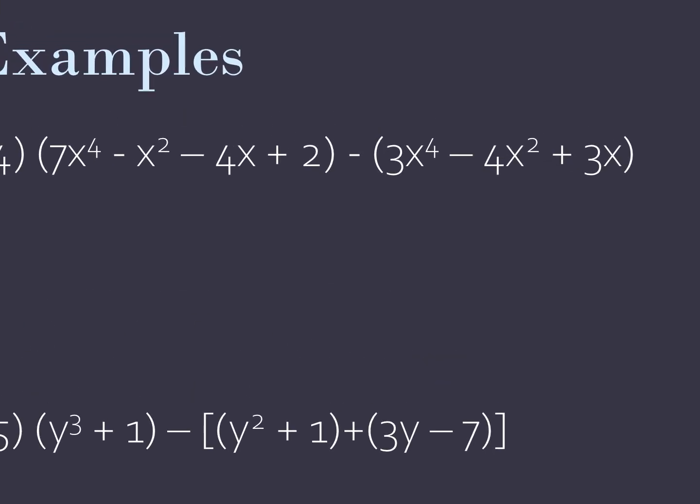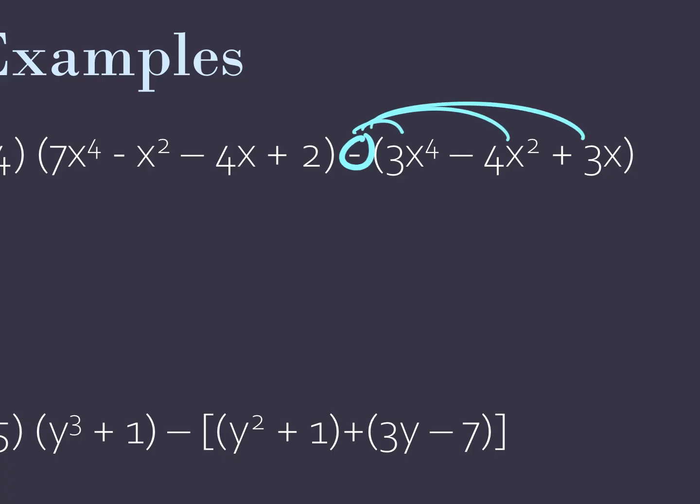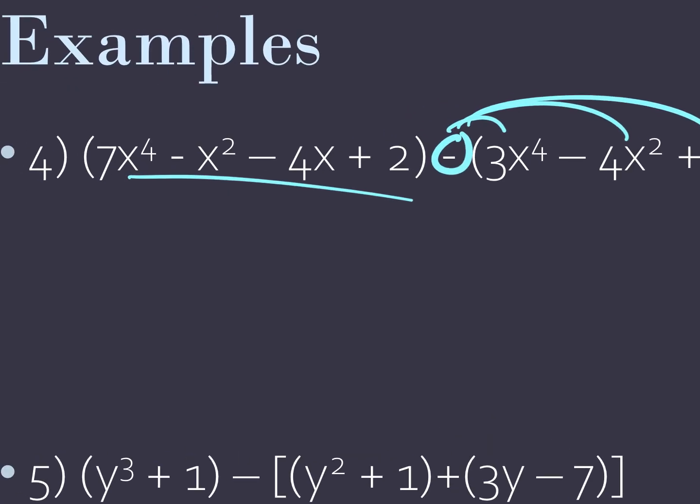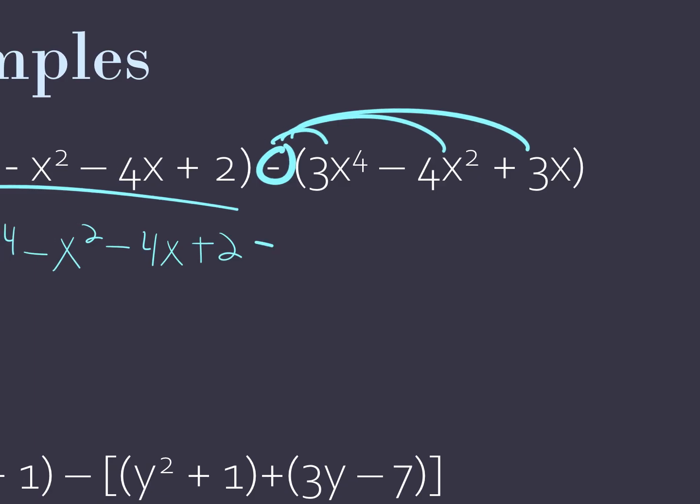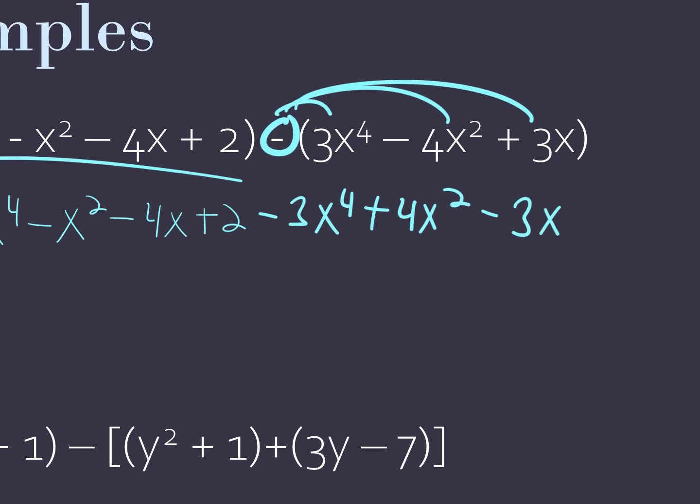Okay, so let's continue. We're going to do something similar to this one. Again, keep in mind the sign in between. We are subtracting. So once again, we would distribute that to every term inside. The first set of parentheses we leave alone. Don't do anything to that. So we're going to be left with 7x to the 4th minus x squared minus 4x plus 2. Our next set of parentheses, we're going to subtract, so minus 3x to the 4th plus 4x squared and minus 3x. It just changes every sign on the inside.